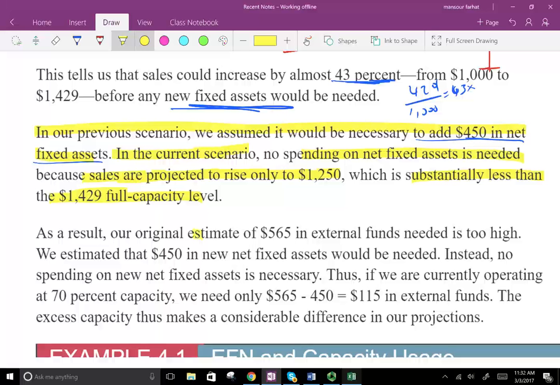As a result, our original estimate of 565 in external funding is way too high. We estimated that 450 in new fixed asset would be needed. Instead, no spending in fixed asset is necessary. Thus, if we are currently operating at 70% capacity, we take the 565 original estimate and reduce it by 450. We don't need new fixed asset, so we only need $115 in external funding. This 115 we could finance with short-term, long-term, or a combination, or sell some equity.